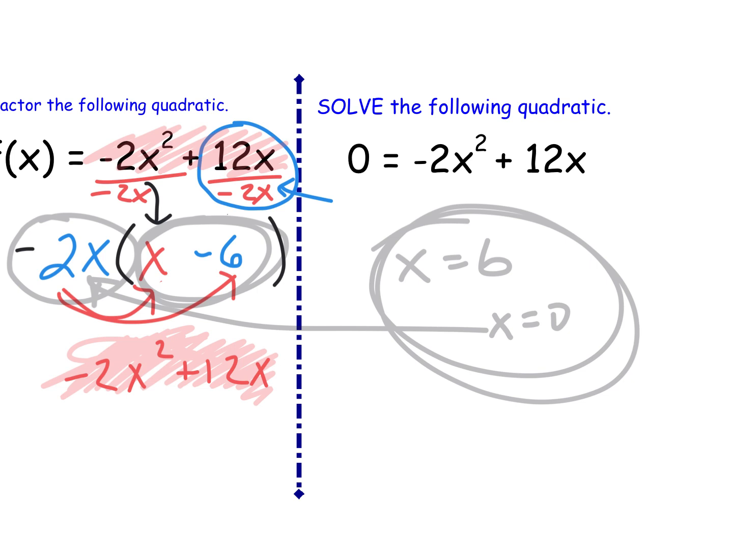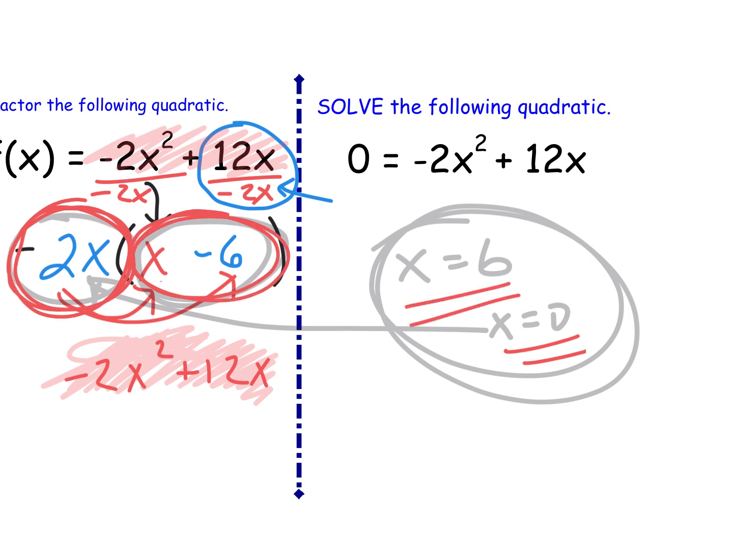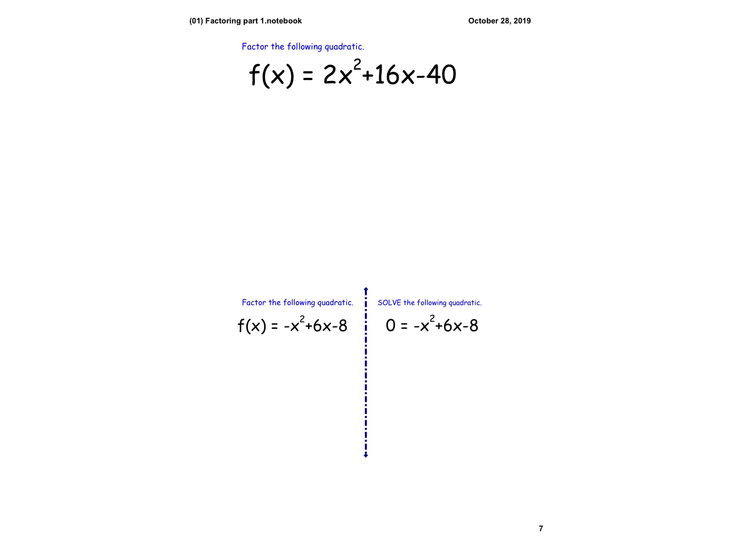It's just these factors right here being set equal to 0. What makes that part 0? 0 does. What makes this part 0? 6 does. We're skipping that, and we're going to this last page because I want to get you into the homework.